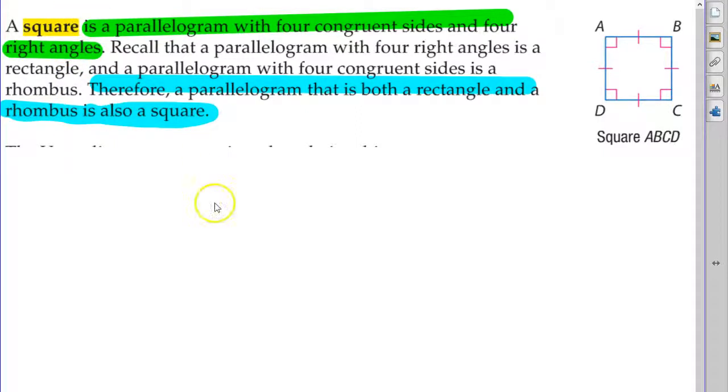So a square is a rectangle and a rhombus, and it's a parallelogram by definition. So all three of these shapes are squares. Every property that a rectangle has, a square has. Every property that a parallelogram has, a square has. Every property that a rhombus has, a square has. All those guys, a square is all of them.